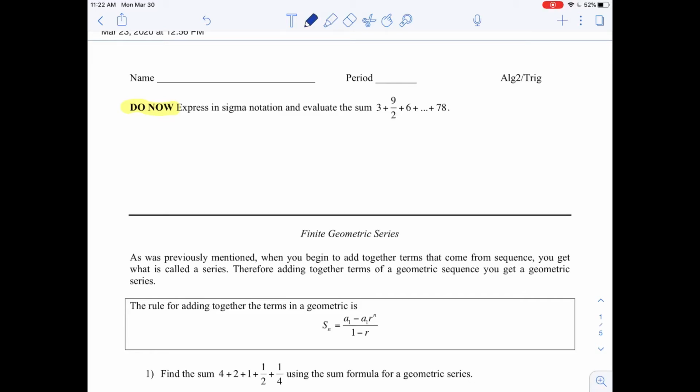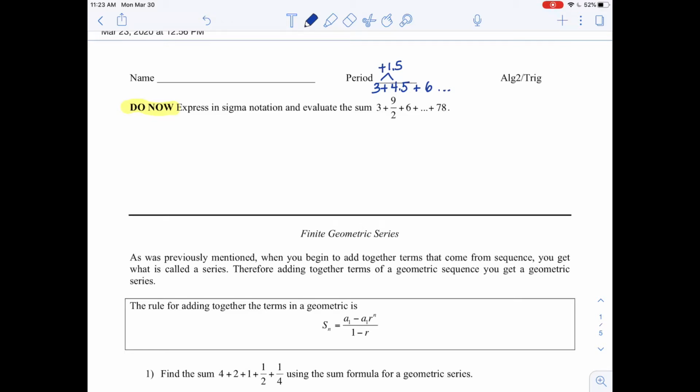Okay, so let's take a look at this do now, just to recap a little of what we were speaking about yesterday regarding finding sums of arithmetic series. First of all, how do you identify when you have an arithmetic versus a geometric pattern? So remember that an arithmetic pattern means you're constantly adding by the same thing. Even though I know you see this fraction, if I turn it into decimals, 3, 4.5, 6, etc., you're going to see that you're constantly adding by 1.5.